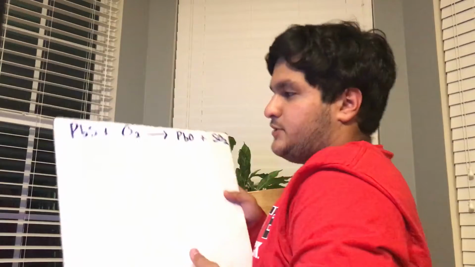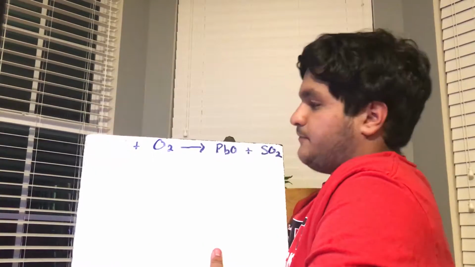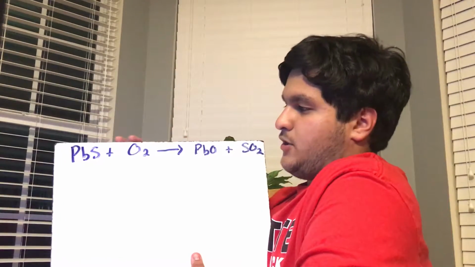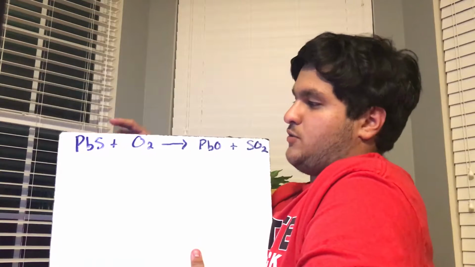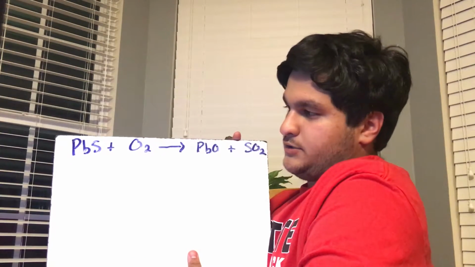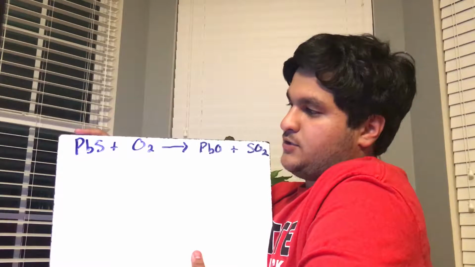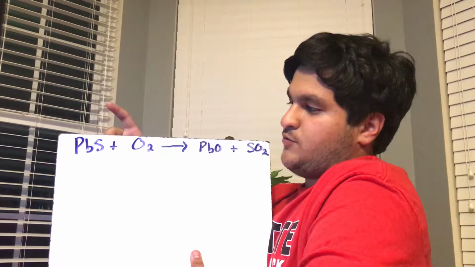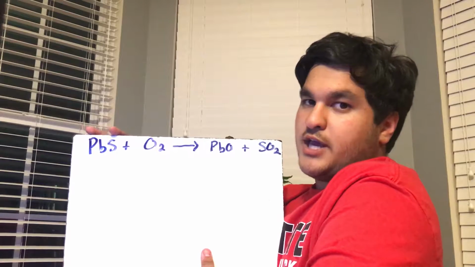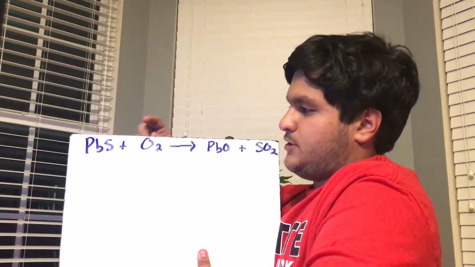So what we're going to start with today is our skeleton equation. Our skeleton equation is basically our base. It's going to show us our reactants and our products. Our reactants are lead-2 sulfide, lead having a charge of +2, sulfur a charge of -2. Since those charges cancel out, we don't have to write the subscript.